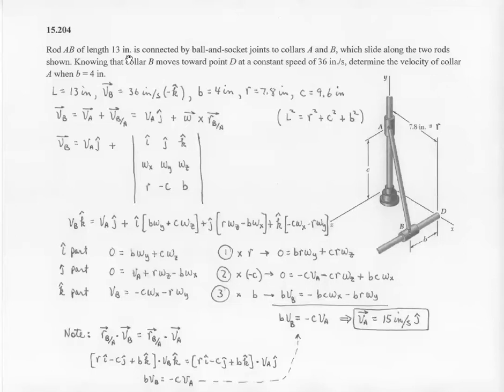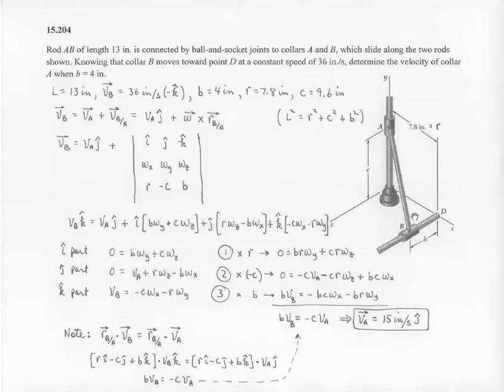Here's a solution to 15.204. We have a rod AB of length 13 inches connected by ball and socket joints to collars A and B, which slide along the two rods shown. Knowing that collar B moves toward point D at a constant speed of 36 inches per second, we want to determine the velocity of collar A when b is equal to 4 inches.